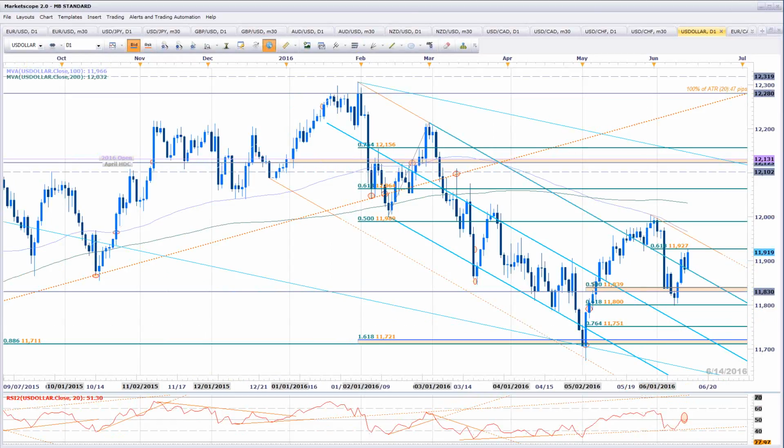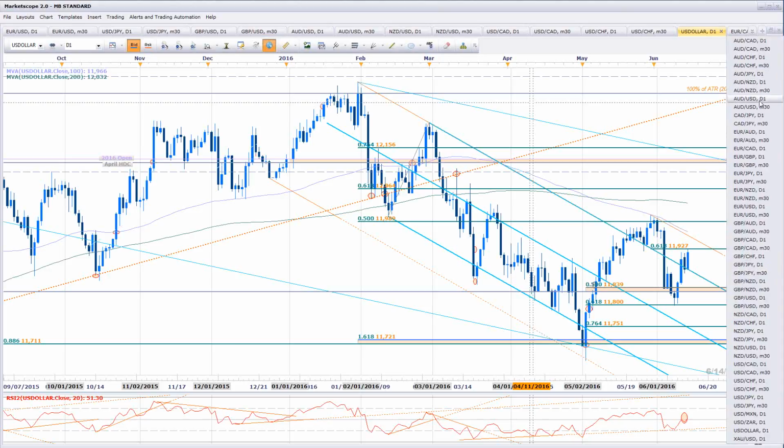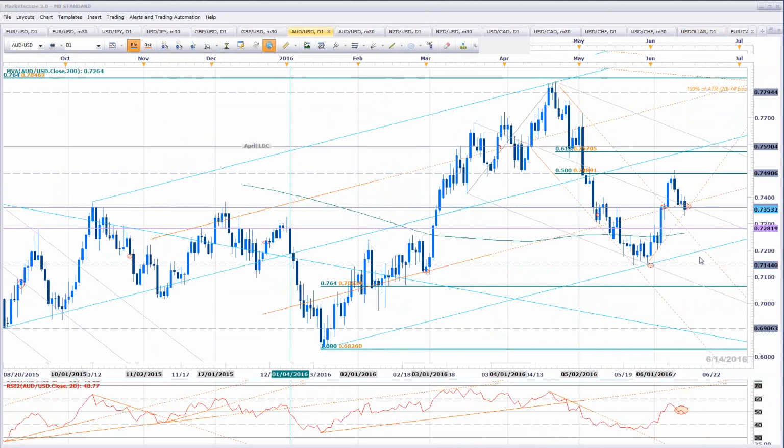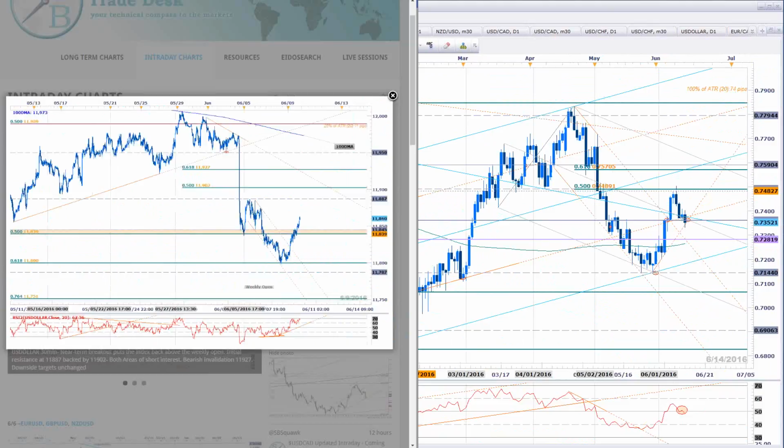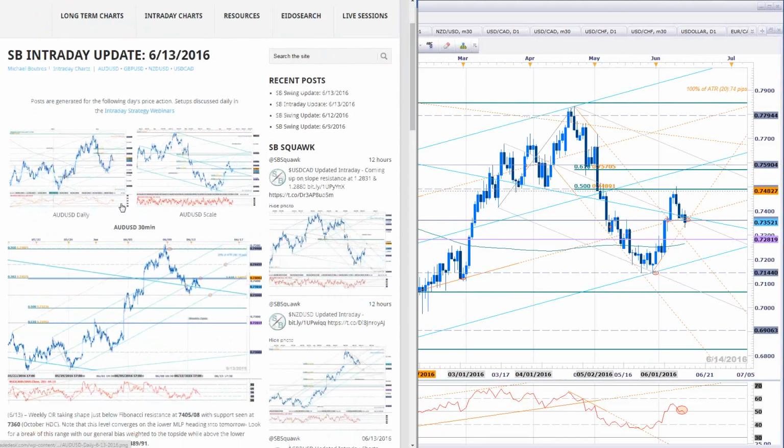Okay, so let's jump into yesterday's update. First on tap was Aussie Dollar. Here's what the Aussie looked like. Well, let's take a look at the daily chart first, which is a little bit messy, but the basic premise that we were looking for here on the Aussie yesterday was some near-term support.